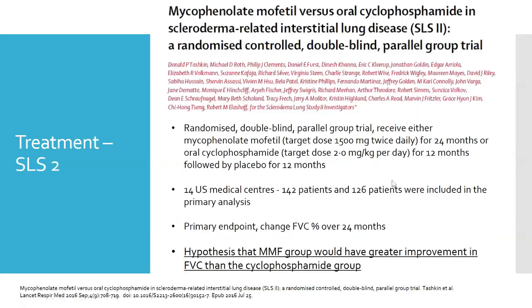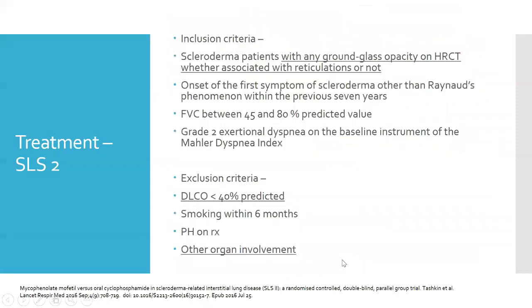Then came the SLS2 trial, which was published in Lancet back in 2016, a randomized, double-blind, placebo-controlled trial looking at mycophenolate 1500 milligrams twice a day for 24 months and comparing this to cyclophosphamide for 1 year plus placebo. So they got cyclophosphamide for 1 year followed by placebo, across 14 US medical centers. The hypothesis here was that the MMF group may have a greater improvement in FVC.